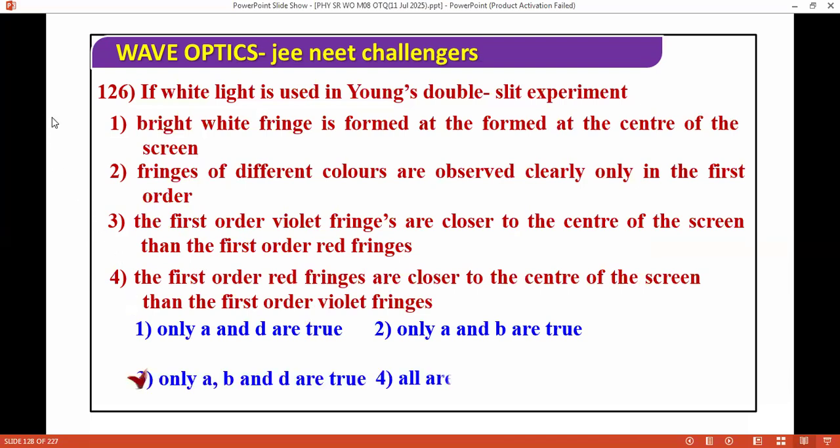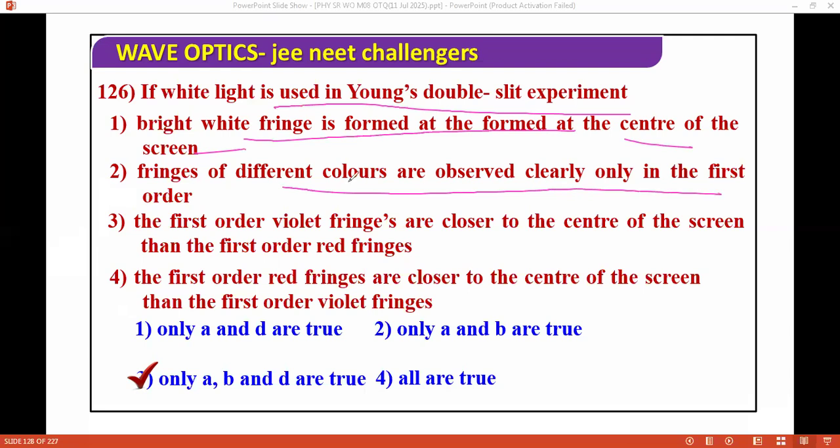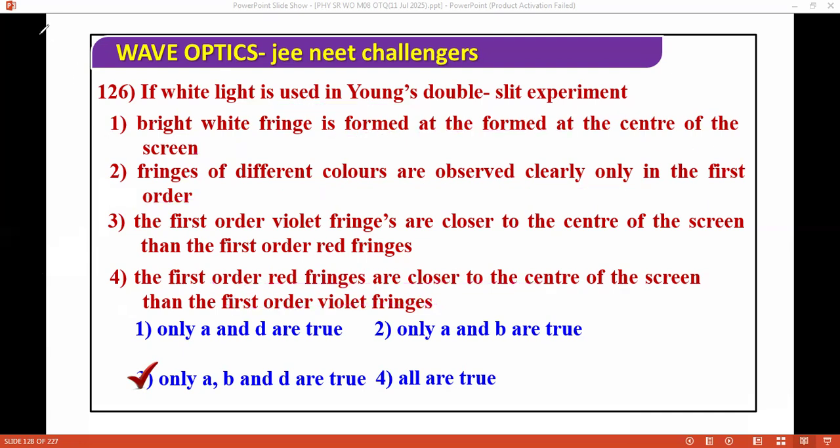So basically, if white light is used in Young's double slit experiment, a bright white fringe is formed at the center of the screen. Fringes of different colors are observed clearly only in the first order, and the first order red fringes are close to the center of the screen than the first order violet fringes. So I hope this concept is clear to all of you. If the concept is clear, now we are moving to the next question.